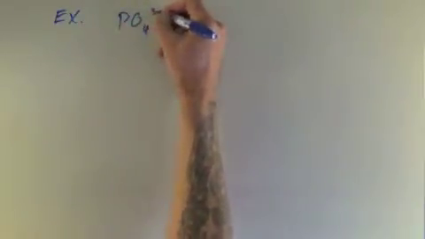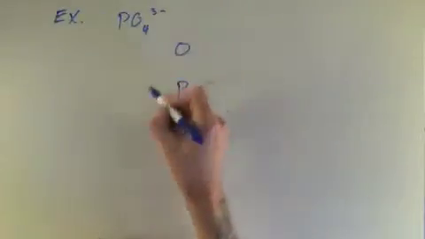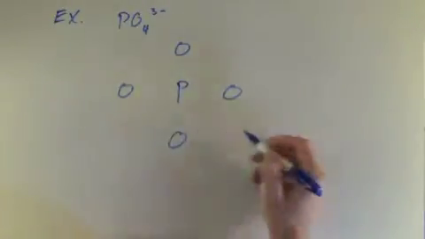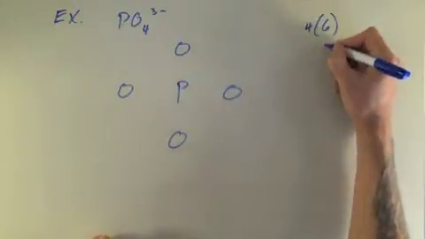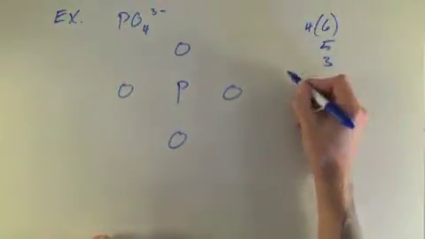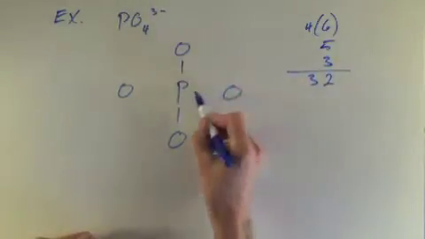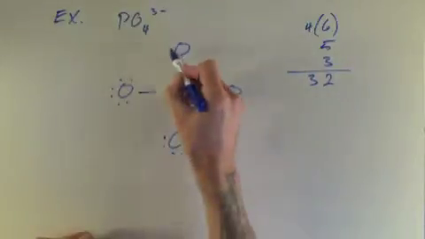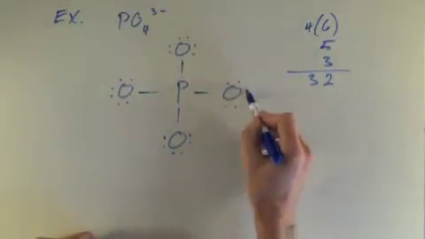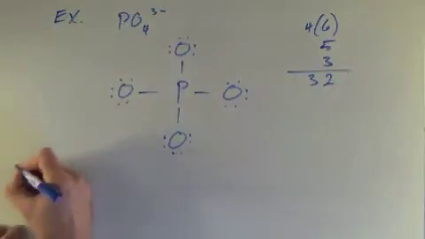So let's take a look at the example of the phosphate ion, PO4 3 minus. Again, phosphorus is the unique atom. We'll put it in the middle, adding up the valences, 4 times 6, 5 from the phosphorus, 3 to make it an ion for a total of 32. Lines and dots to complete the octet, completing the octets on the oxygen. That accounts for all 32.